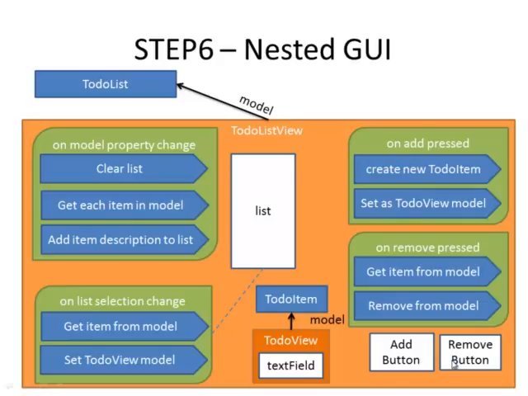Then we have our add and remove button. When the add button is pressed, I'm just going to create a brand new to-do item, add it to my to-do list. I forgot to put that in there. And then set that as the model. Boom, I'm editing it. If remove is pressed, I'm going to take whatever's selected, find out what the item is, and remove it from the model. So that's the logic behind this.